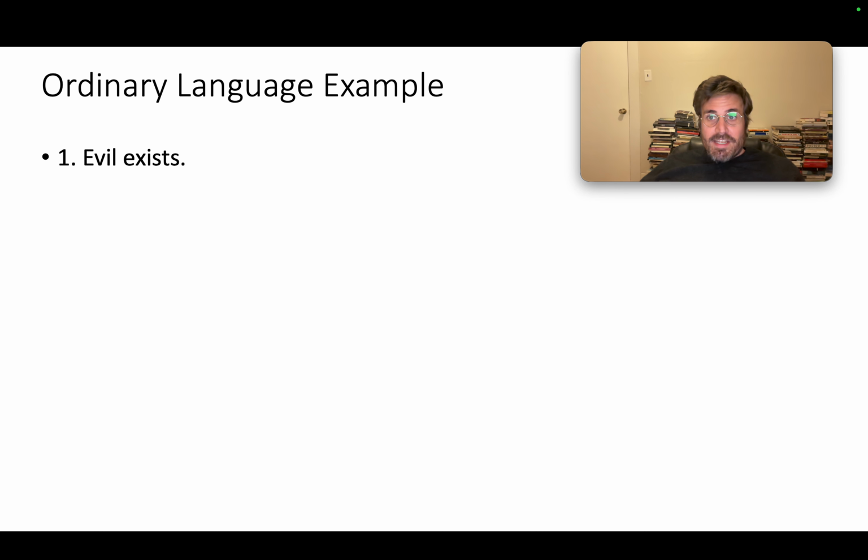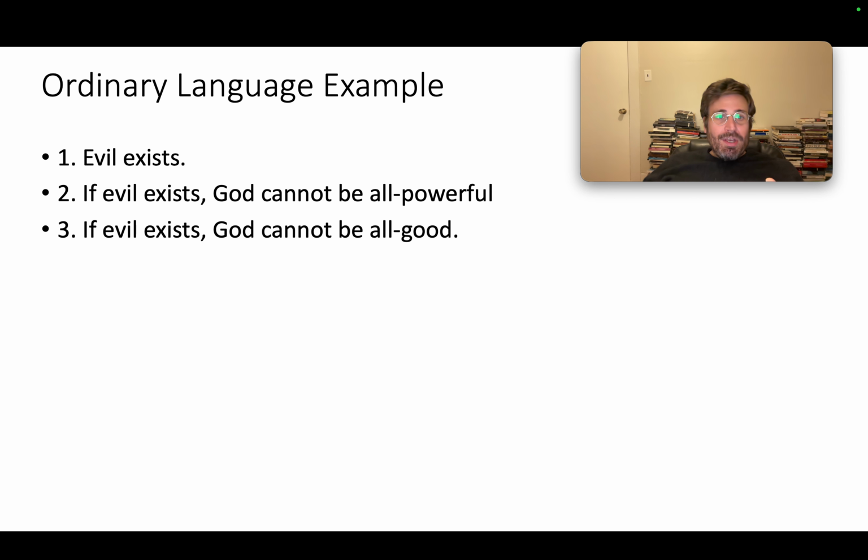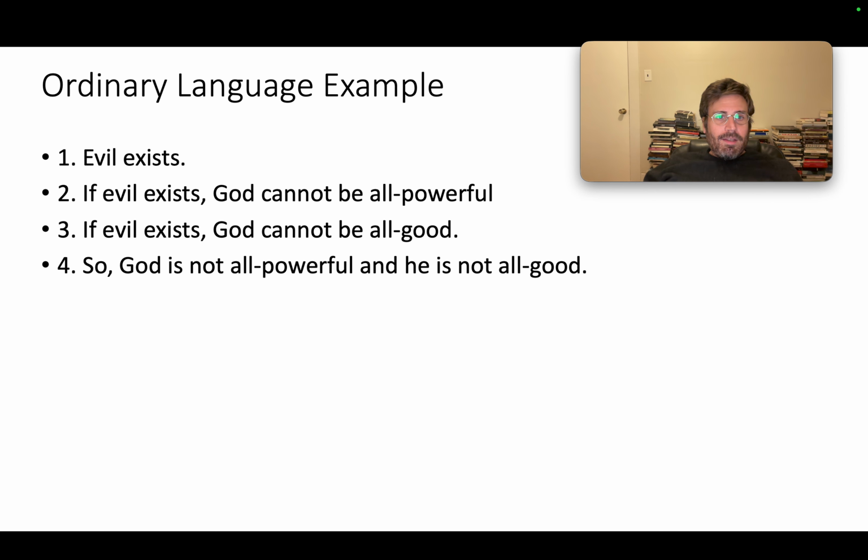Number 1 says evil exists. Premise 2 says if evil exists, God cannot be all powerful. Premise 3 says if evil exists, God cannot be all good. So, therefore, God is not all powerful and he is not all good. Okay, a lot going on here.